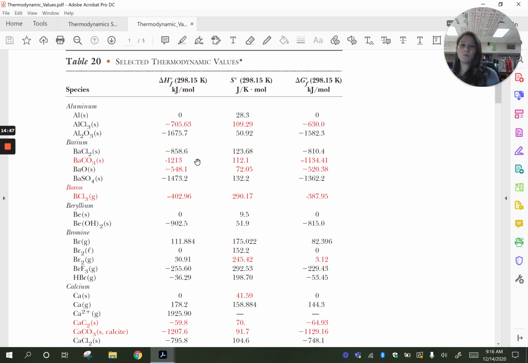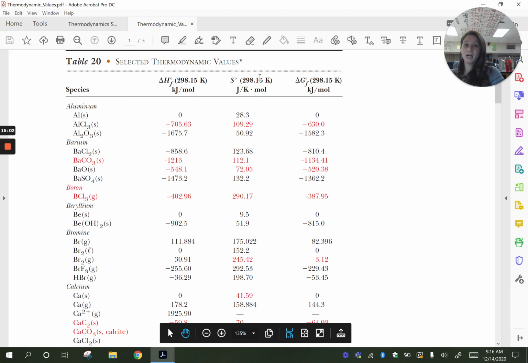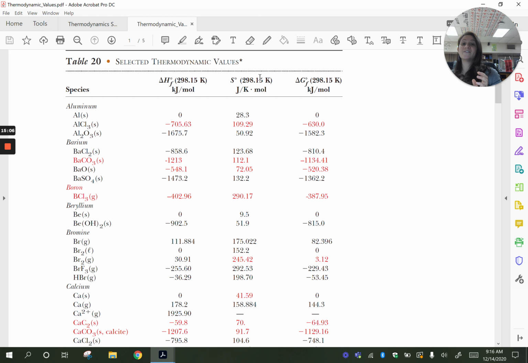You'll notice that when we looked at delta H's before, heats of formation, if you have an element in its natural state, its heat of formation was equal to 0. That is no longer the case with entropy. Nothing in this column is going to equal 0. The only time the entropy of a species is going to be equal to 0 is if it's at 0 Kelvin and it's a perfect crystal. These values are at standard temperature, which is 25 Celsius, 298 Kelvin, and so you're never going to have a number that is 0 here.